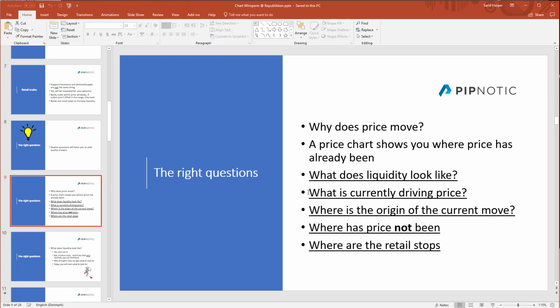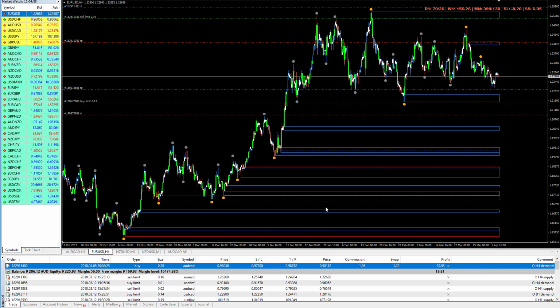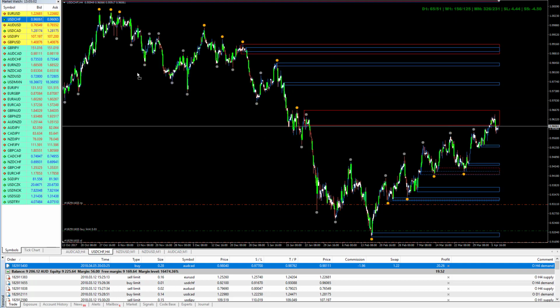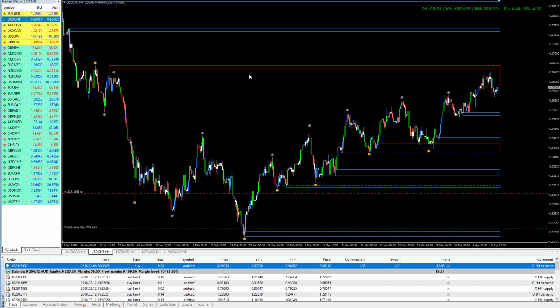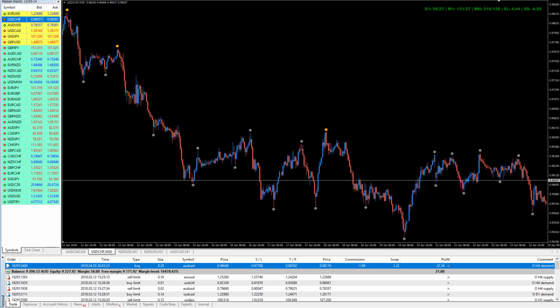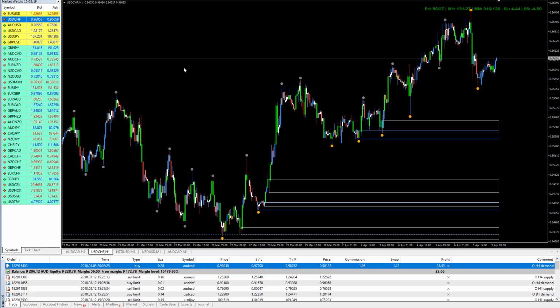And then we have this one here, what's currently driving price. What does that even mean? Well, it means that we have to pay attention to greater period areas of supply and demand, as this enables us to assess where the major flows are. So let's go to a shorter term chart and have a closer look at this.